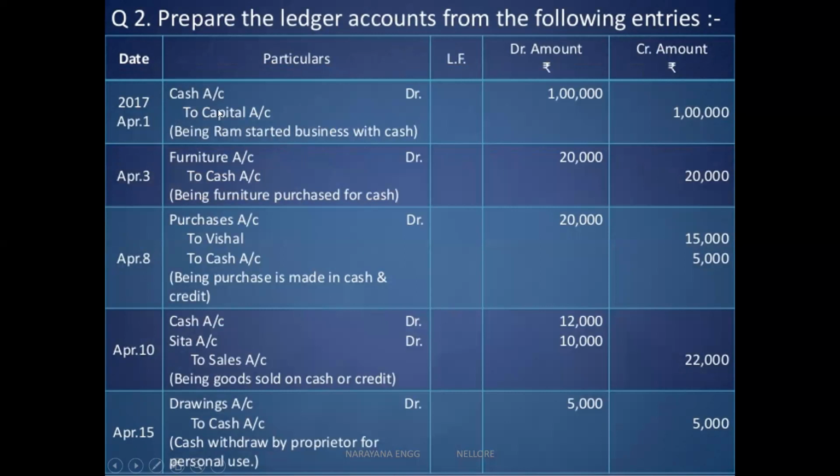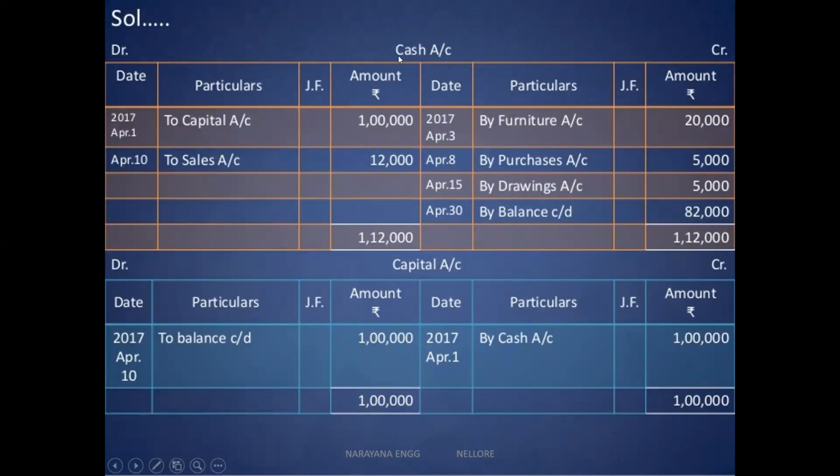So here you will see in the cash account, on April 1st cash is there, April 3rd cash is there, April 8th cash is there, 10th cash is there, and 15th cash is there. So in every transaction cash is there. So first you need to prepare the cash account.